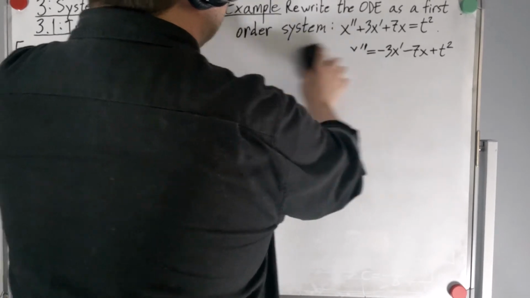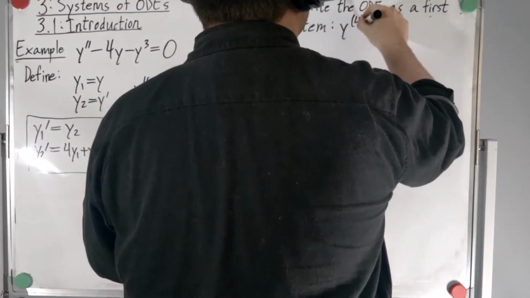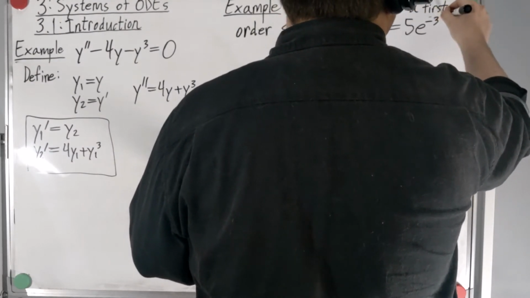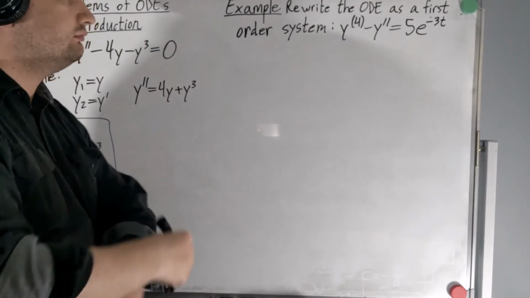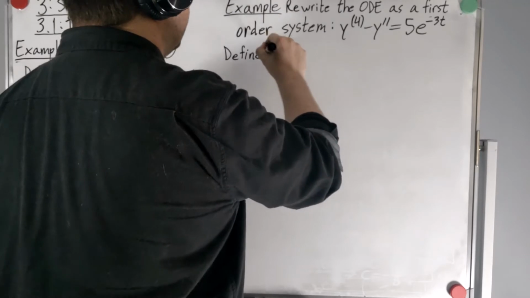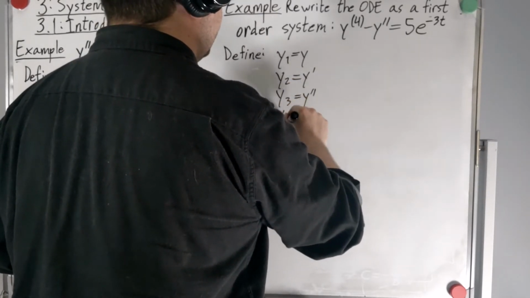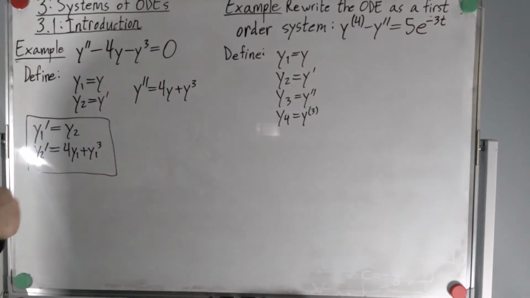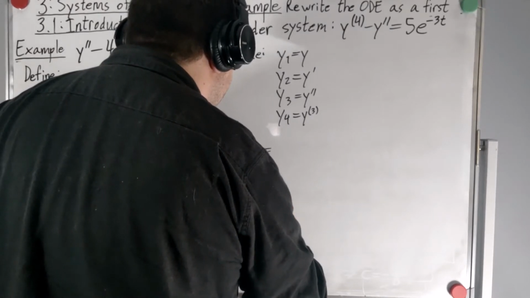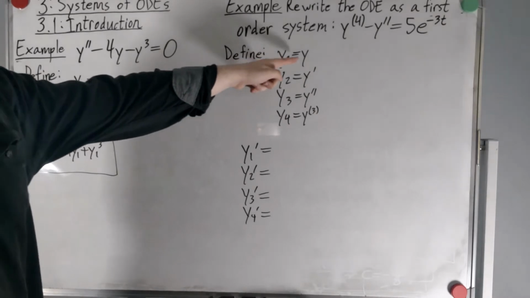Okay, so suppose we have something like fourth derivative of y minus second derivative of y equals 5e to the negative 3t. All right, once again, we have a fourth order ODE, so we're going to have to define 4 new variables. Start by saying y1 equals y, y2 will be y prime, y3 will be y prime prime, y4 will be third derivative of y. And we want to set this up so that we're looking at y1 prime equals something, y2 prime equals something, y3 prime equals something, and y4 prime equals something. Well, y1 prime is y prime, which is y2.